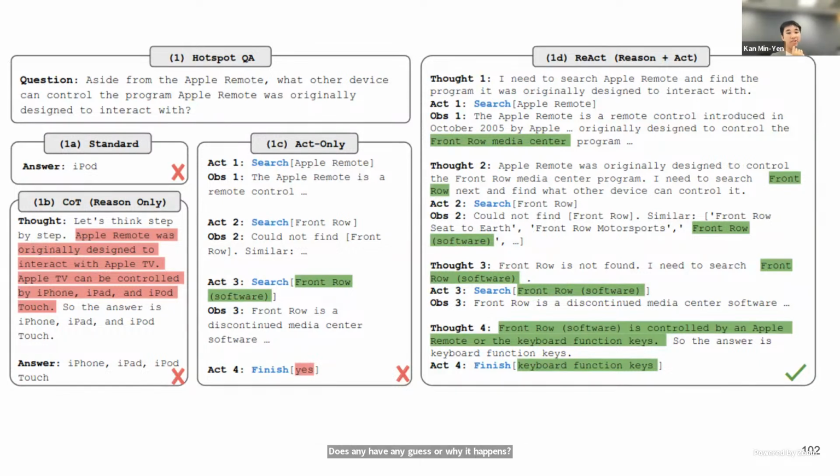Repeat your question. Oh, sorry, too fast. So on the left-hand side, there's reasoning only and also acting only. Why is it that both of these are inferior to reasoning and acting together? Does anyone have any ideas? Yeah, educated guess.